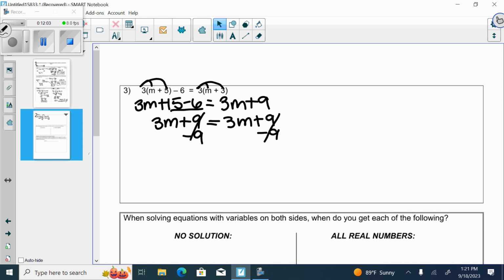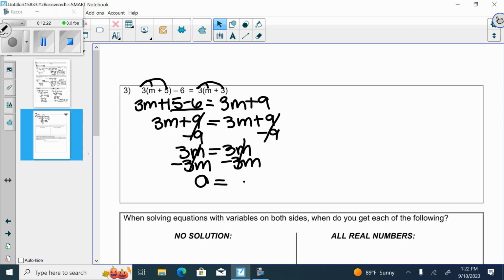And they cancel, right? They give me 0. 9 minus 9 is 0. So now I have 3m equals 3m. Now what should I do? Not yet. We got to put them on the same side. So we're going to subtract 3m. It equals 0 on both sides, right?